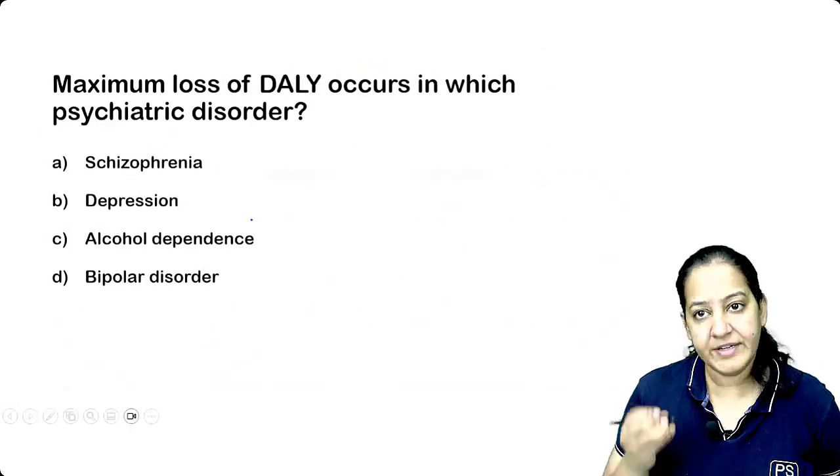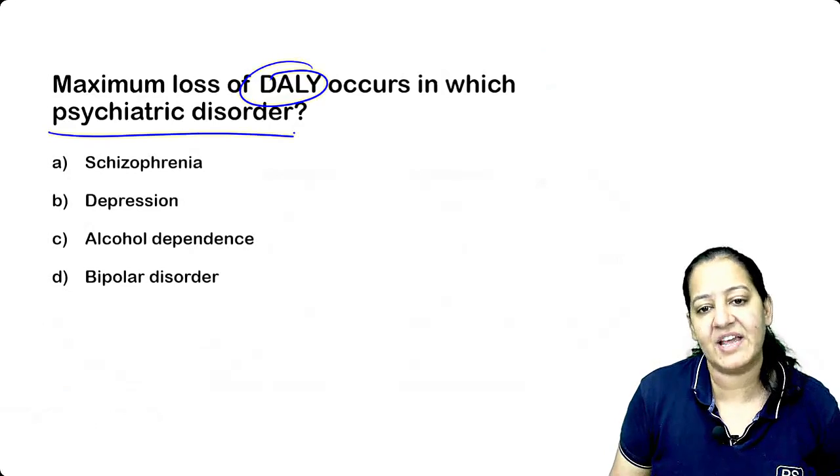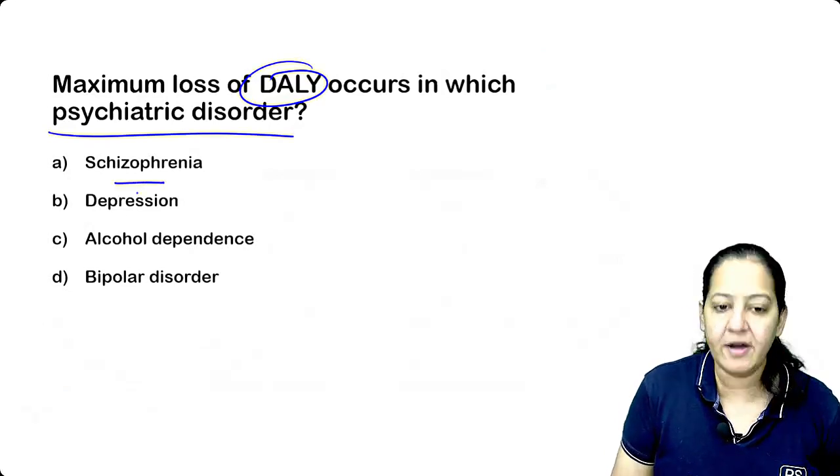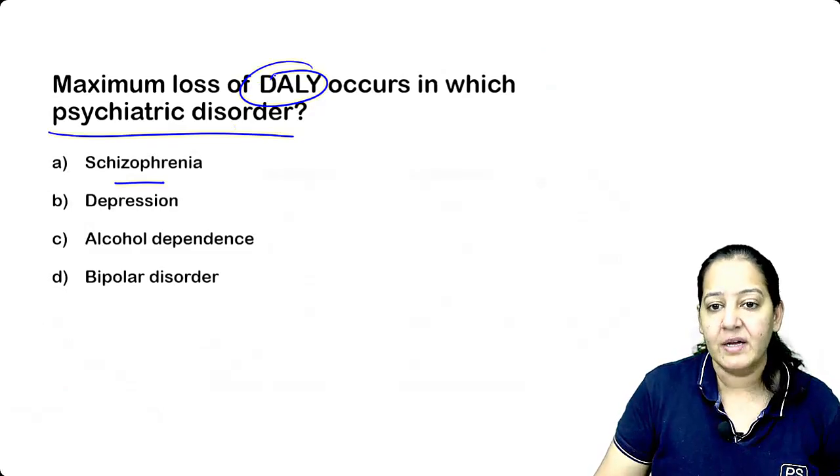Okay. Read the question, tell me the answer. Maximum loss of DALY occurs by which psychiatric disorder? Schizophrenia. What is DALY? I told you. Have you forgot? What is DALY?